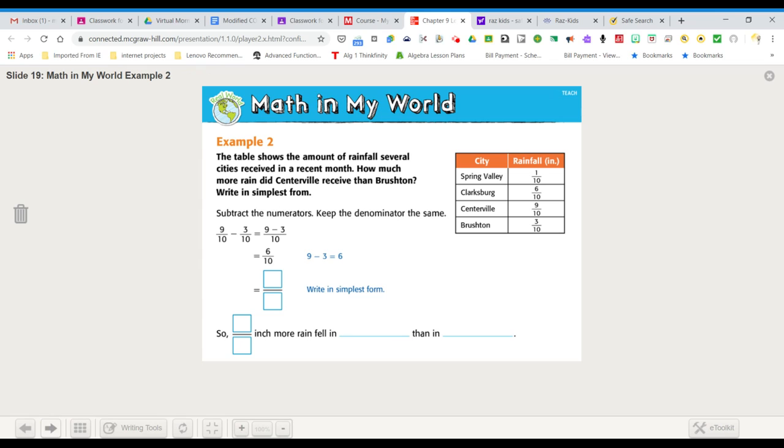What are you going to divide by? 6 and 10. What do they have in common? What are the factors that they have in common? If you are thinking 2, you are right. So you need to divide 6 divided by 2 and 10 divided by 2 to get the answer of 3/5. So 3/5 inch more of rain fell in Centerville than in Brushton. Makes me wonder where these cities are. 9/10 of an inch of rain seems like a pretty rainy day to me.